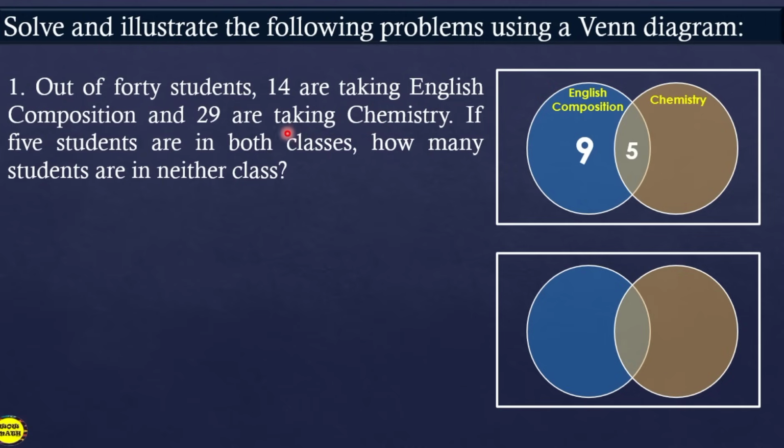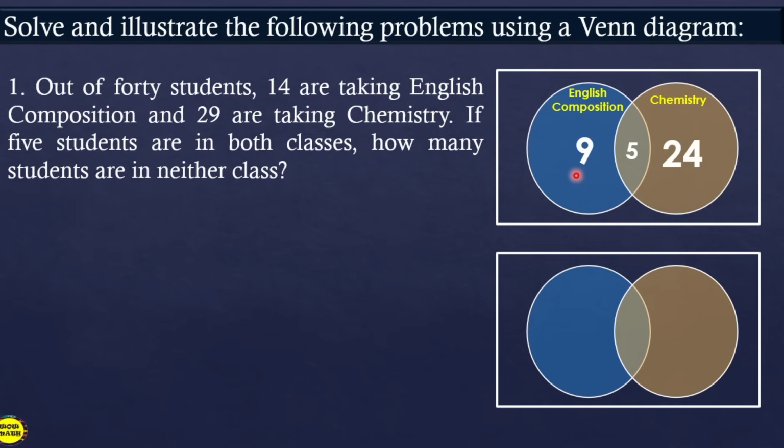Next, chemistry. 29 are taking chemistry. So, since we already have, ito yung chemistry mo, we already have 5. So, ilan na lang po? 29 minus 5 dito ay 24. Okay, so let us answer the question. Out of 40 students, so ang una mong titingnan, 40 students. If we will be adding all these events, so, meron tayong 24 plus 5, 29. 29 plus 9, that is 38.